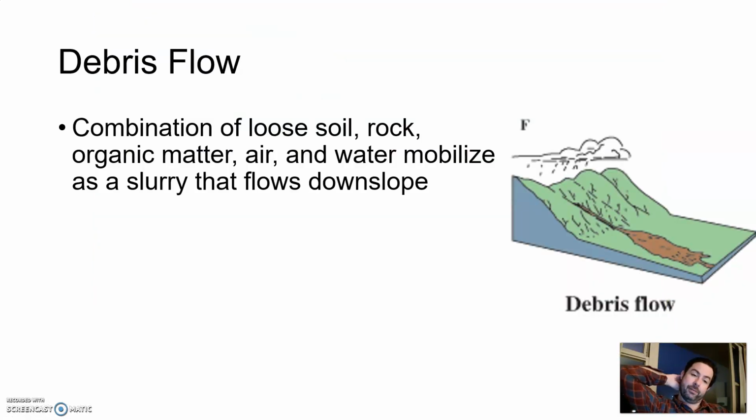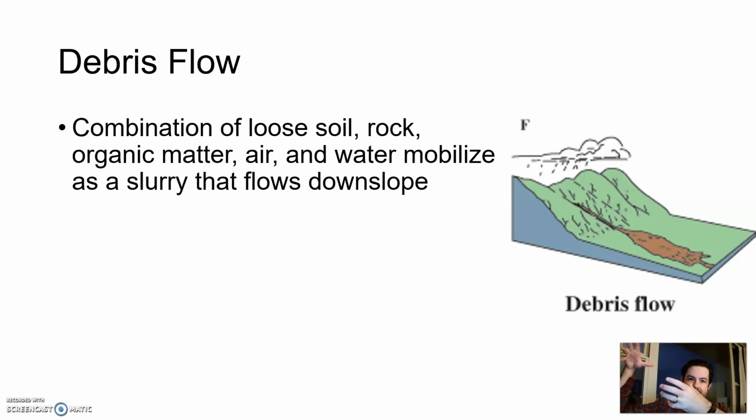Now, a little bit different even are debris flows. In this case, you get a combination of loose soil, loose dirt, rock, organic material, plants, trees, air, and water, all working together to form this slurry, this slushy material that all flows downslope. So you get a bunch of stuff mixed into it.